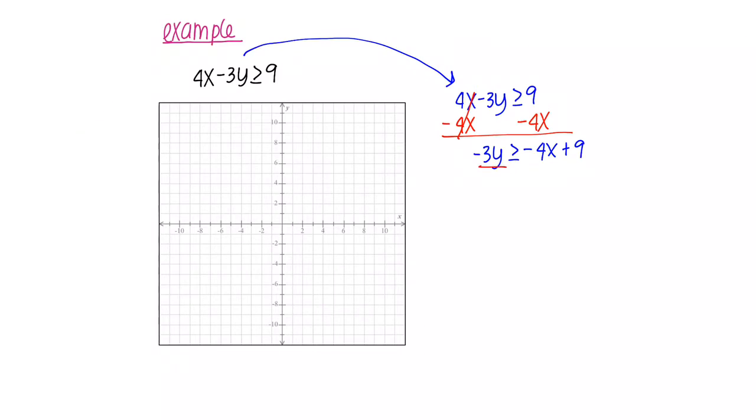I'm going to divide both sides by negative 3. Because I'm dividing by a negative, I am switching the direction of my inequality. It was pointing to the right, and now it is pointing to the left. Then negative 4 over negative 3 is positive 4 over 3. So we have 4 over 3 x, and then 9 over negative 3, which is minus 3.